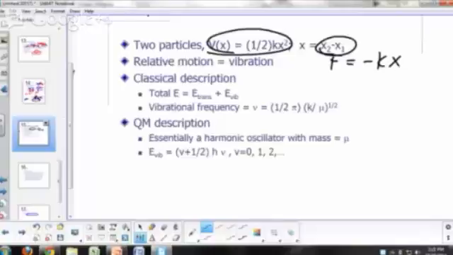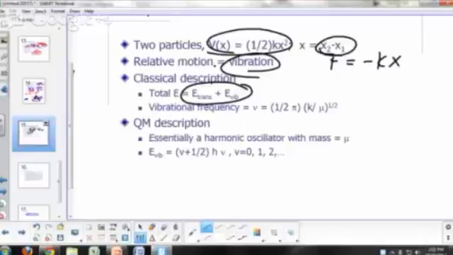Simple harmonic motion. Your relative motion, if we just restrict this to one dimension, would just be vibration. If we restrict this problem to just one dimension, then the movement of the two particles would lead to basically spring-like motion, right? So the relative energy of the two would be called the vibrational energy. All right, so the classical description is that the total energy would just be whatever the translational energy is, the movement of the two particles as a whole, as tracked through the center of mass, plus the vibrational energy.